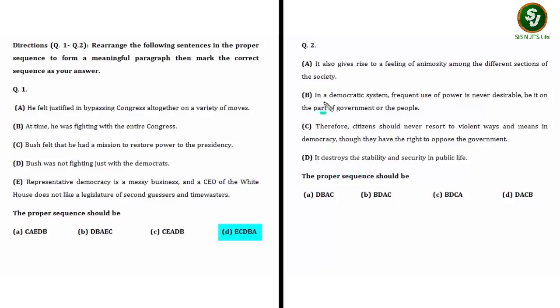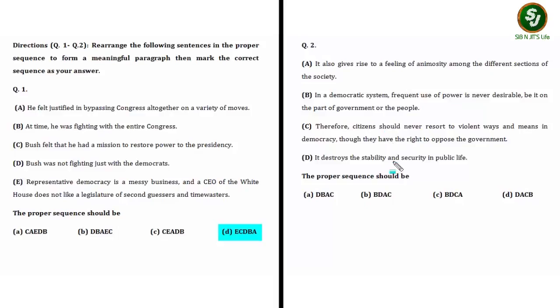So let's try to read it out and analyze the paragraph. In a democratic system, frequent use of power is never desirable, be it on the part of the government or the people. It destroys the stability and security in public life. Yes, it is coming. Now, first and second statements we found out. First is B, second is D. Now, third and fourth.